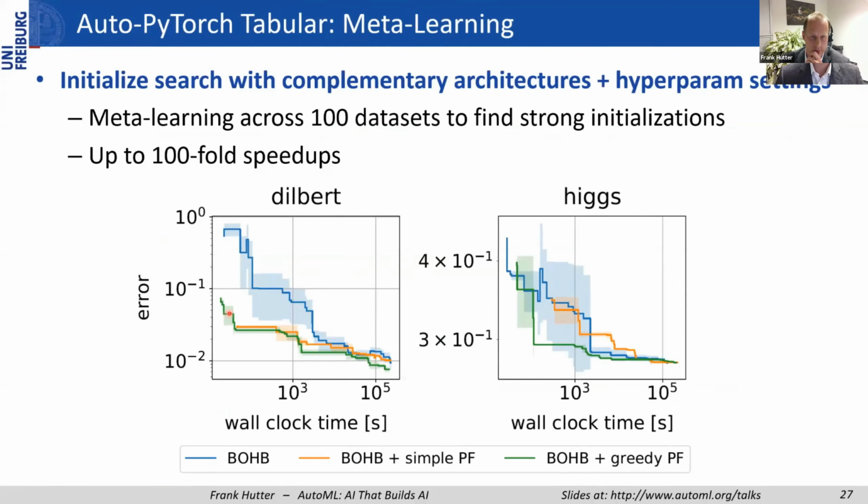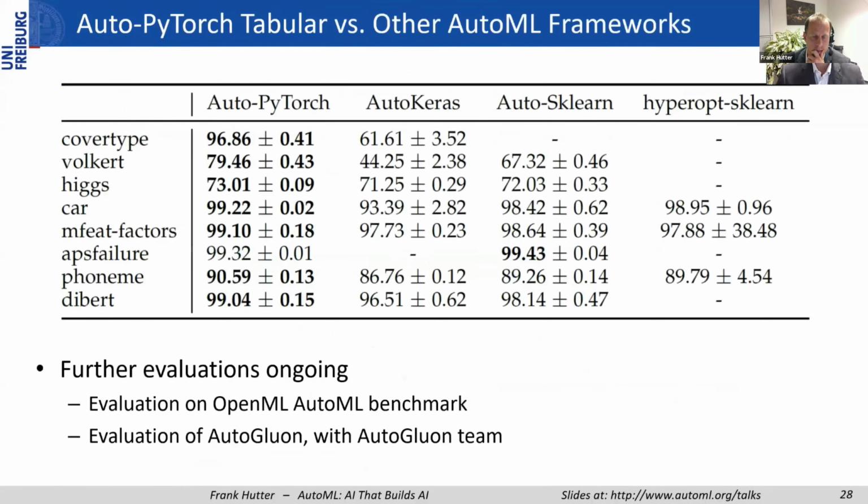And this also led to very competitive performance compared to other AutoML frameworks for tabular data, such as AutoKeras, Auto-sklearn, and HyperOpt-sklearn. And we're running further evaluations right now on this OpenML AutoML benchmark, and also evaluating against AutoGluon together with the AutoGluon team.